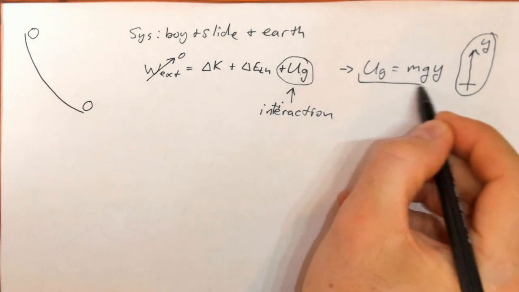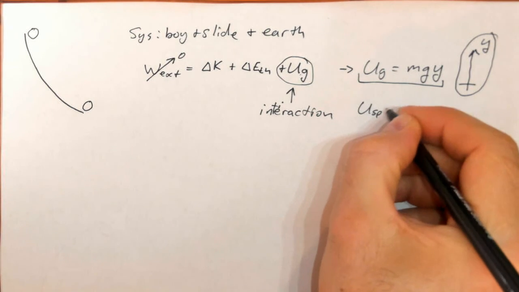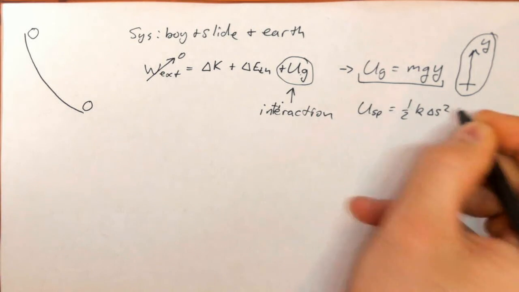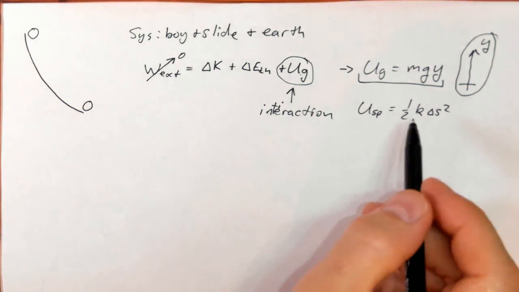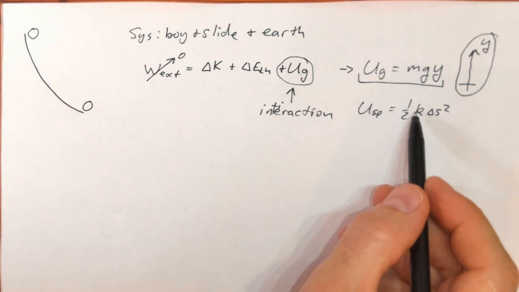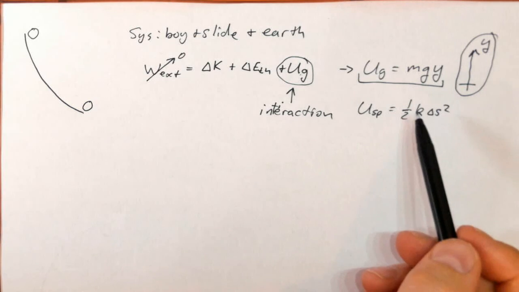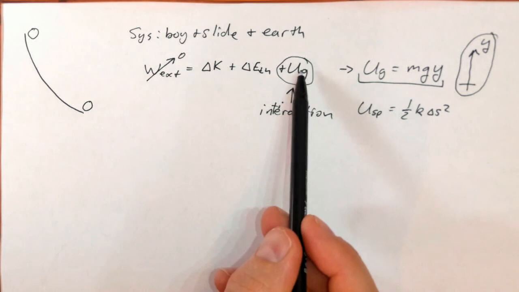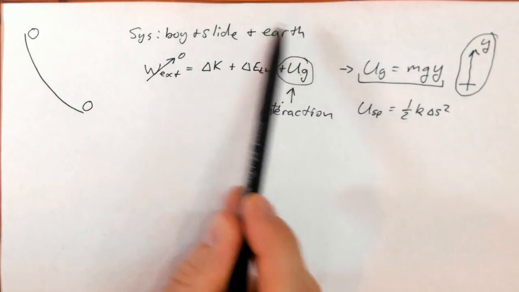Spring potential energy, we'll call it U_SP, is 1/2 k delta s squared, where delta s is either the stretch or compression of the spring, and k is the spring constant. Okay, so we'll have these two relationships to work with. But whenever we consider the potential energy, it is an energy of interaction, which means the objects that are interacting must be inside the system.